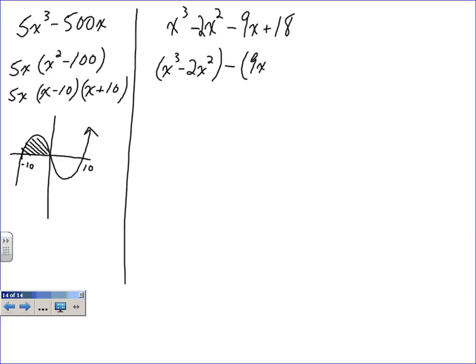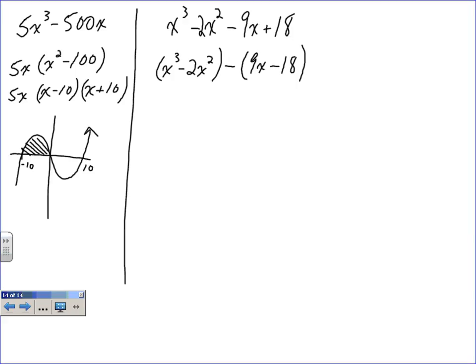Minus 9x. And what goes in the parentheses? Right. What goes in the parentheses? Anybody? Hunter? Negative 18. And that's good because you got to remember when you put a parenthesis in back of that negative, we have to change the sign from a plus to a minus. Very good.